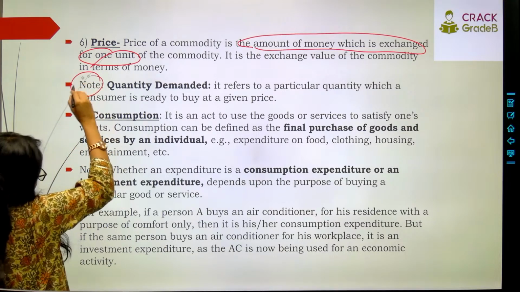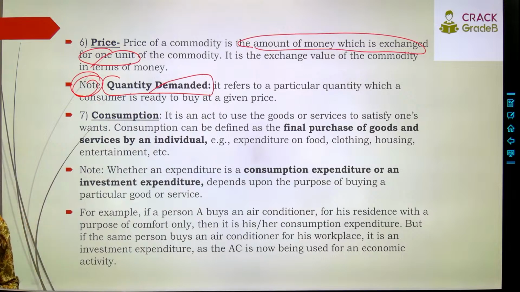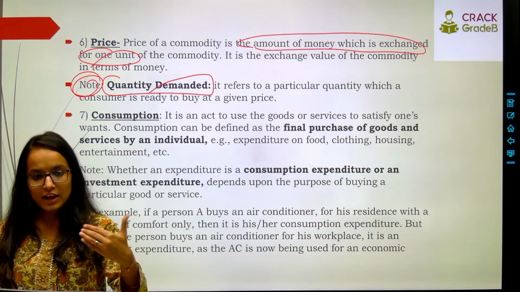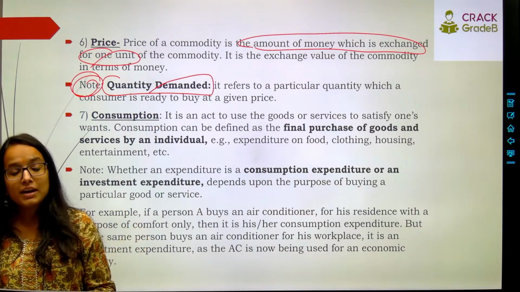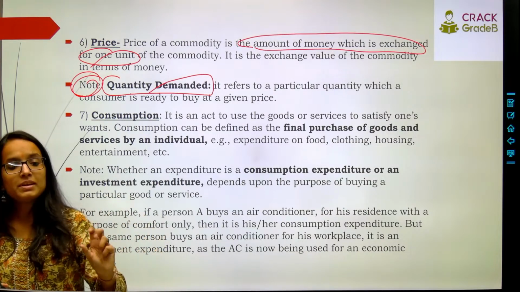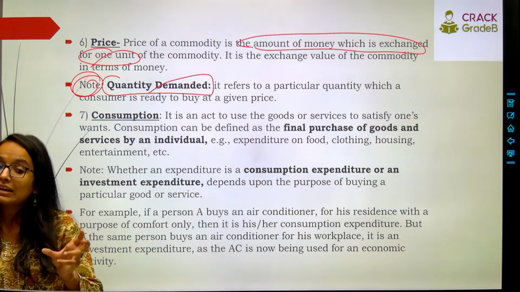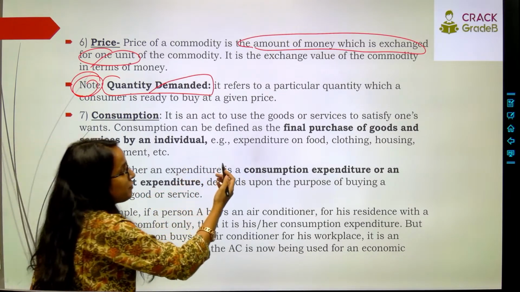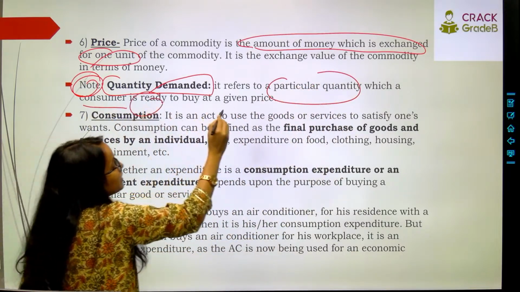Now here's a note. Remember this, there is a difference between demand and quantity demanded. What is the difference? Demand is your willingness and your ability to buy something. But when you are provided with a particular price of a good, and on the basis of the price you decide how much quantity you want to consume or demand, that is called quantity demanded. It refers to a particular quantity which a consumer is ready to buy at a given price.